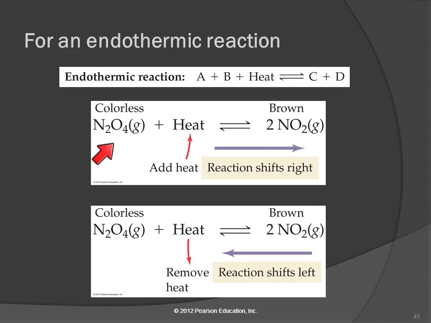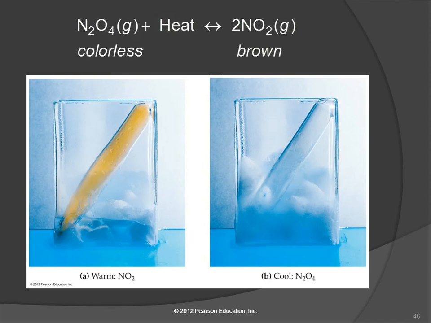So N2O4 plus heat will make NO2. If we add heat to this endothermic reaction, the reaction will shift to the right. If we remove heat, it will shift to the left because it's counteracting what we did. And this is kind of a cool reaction because you can see the equilibrium shift because this gas is colorless and this gas is brown. And so we have a nice picture here.